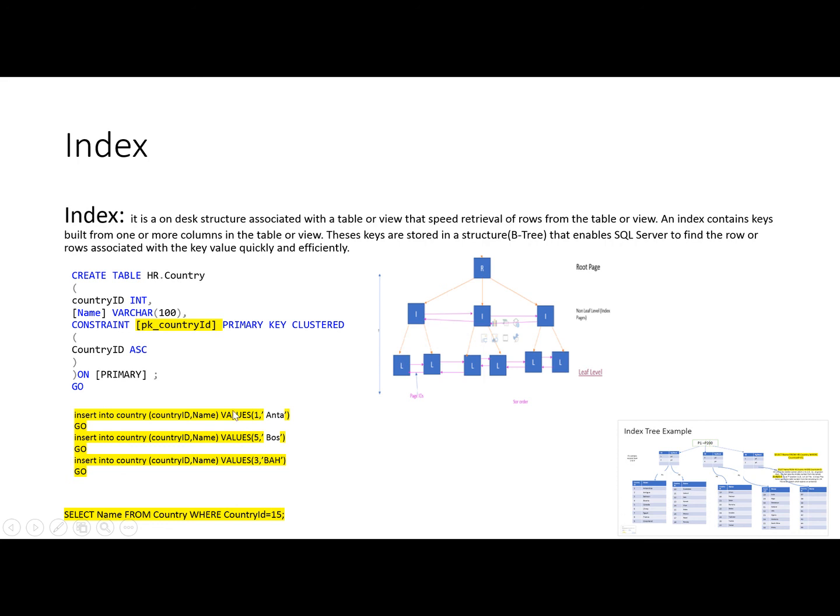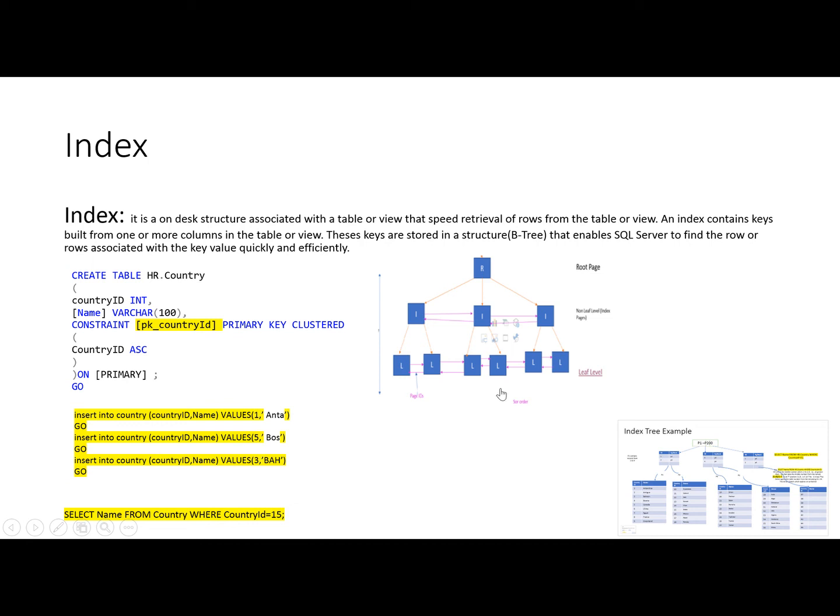Like this country ID has some records in this table, and when we are inserting the data in this country table, this index is on this country ID. So it will arrange the data, it will maintain the data as per this index key. Like when we insert country ID 1 and the country name, and after that country ID 5, and after country ID 5 we insert country ID 3, the index will maintain the data as per this index key, which is the country ID. So it will arrange the data as per the country ID. So this is the index.